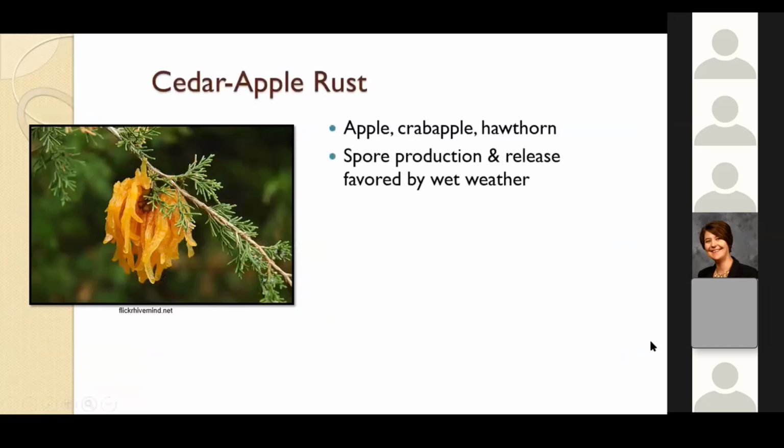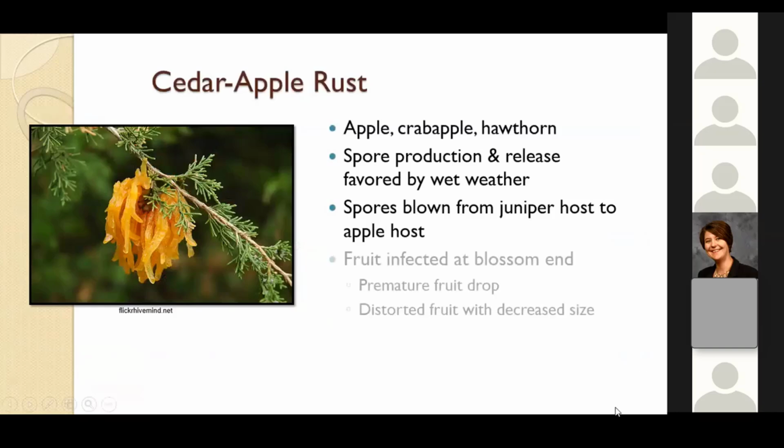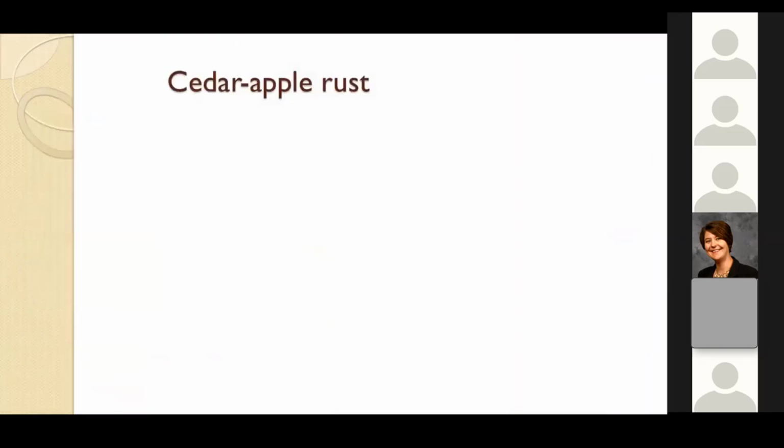It can affect apple, crabapple, and hawthorns, favored by wet weather. The spores are blown from the juniper host onto nearby apple trees, and then the apple trees get infected. The leaves can become infected, but when the fruit's infected, it's infected at the blossom end. That fruit tends to get distorted, and it's just not going to be nearly as big as you would get otherwise.